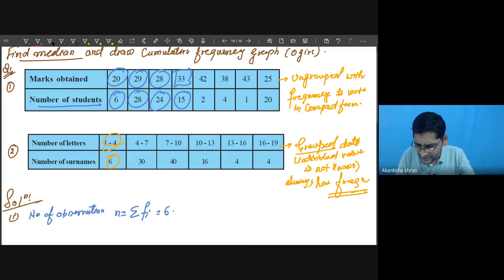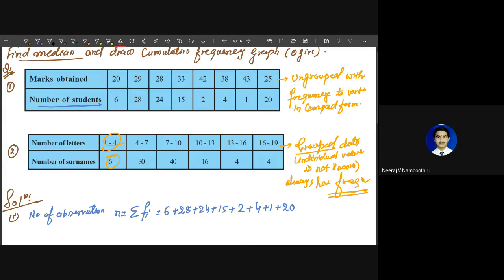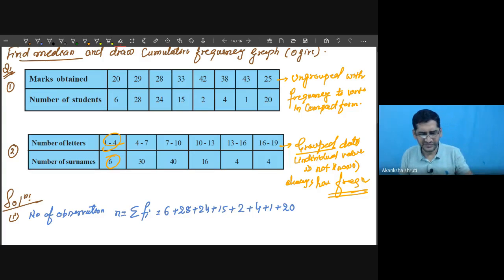So wherever the frequency for any data is given, just add it and you will get the total observations. It is nothing but 6 plus 28 plus 24 plus 15 plus 2 plus 4 plus 1 plus 20. Okay? Yes, what is the value? Anyone? 100. Very good. So this value is coming as 100.